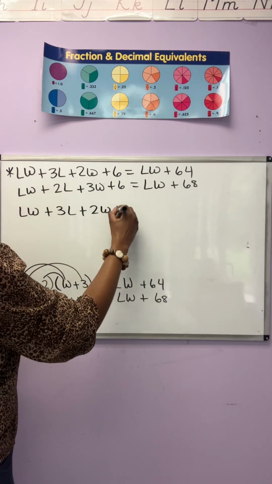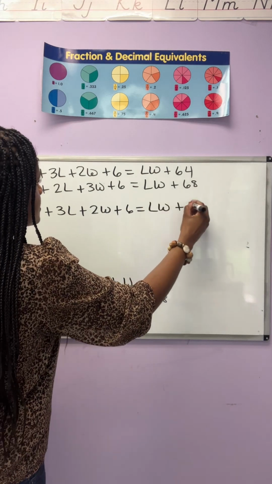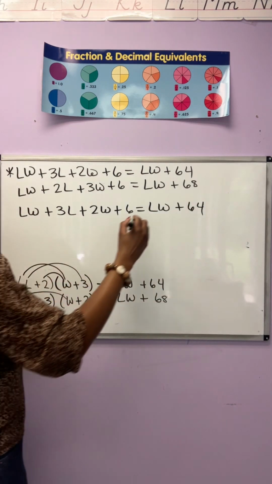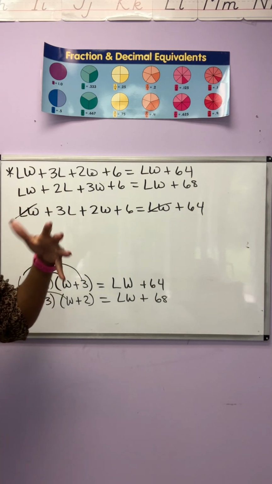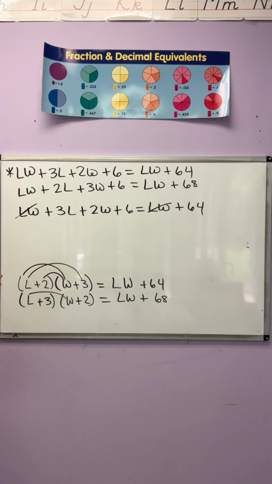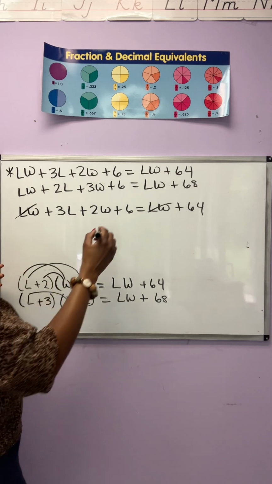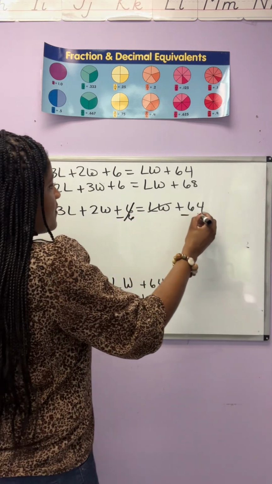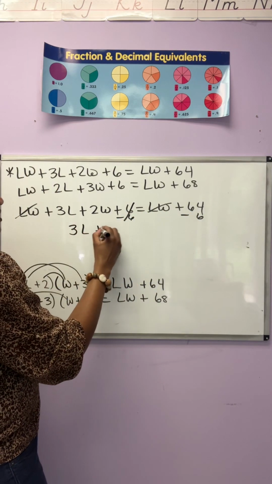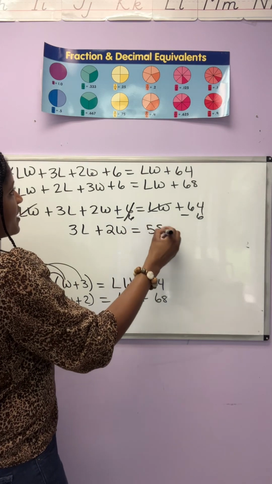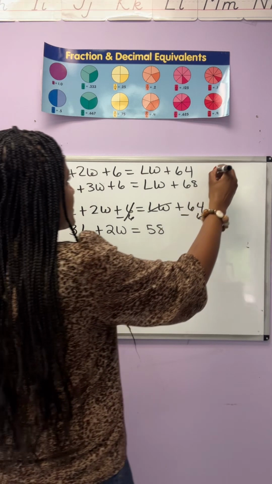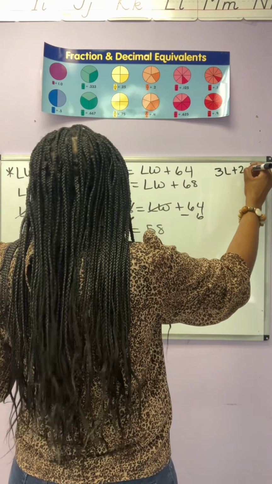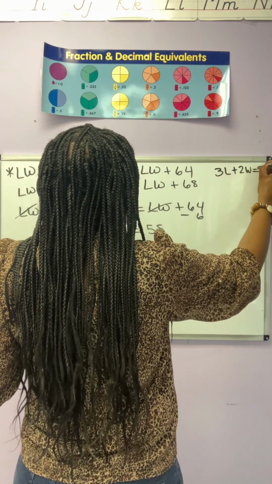So 3L plus 2W plus 6 equals LW plus 64. I have LW on both sides, so they can cancel out, because if I did minus LW to move things to a different side, they would cancel out. And then if I did minus 6 on both sides, I have 3L plus 2W equals 58. That is a lot neater to look at than what we had before. So let me write that over here: 3L plus 2W equals 58.